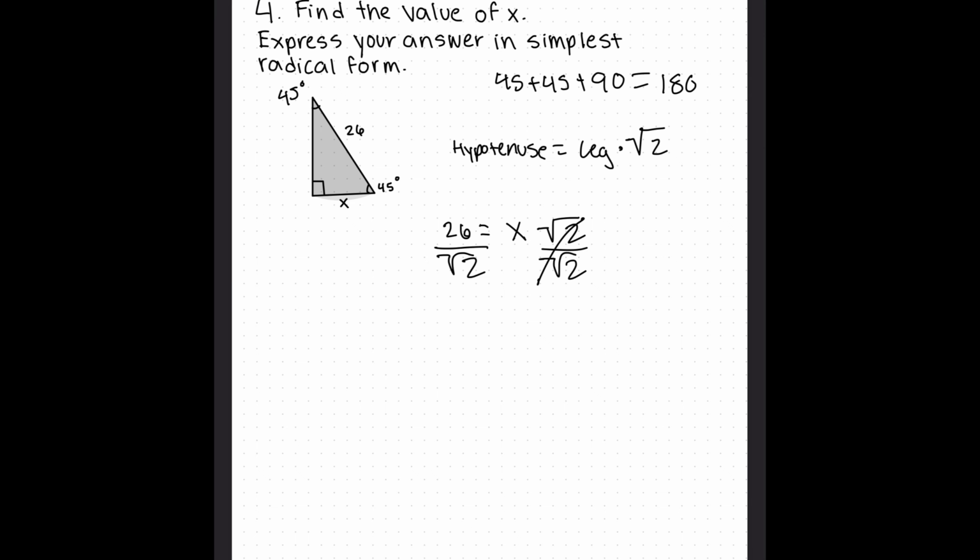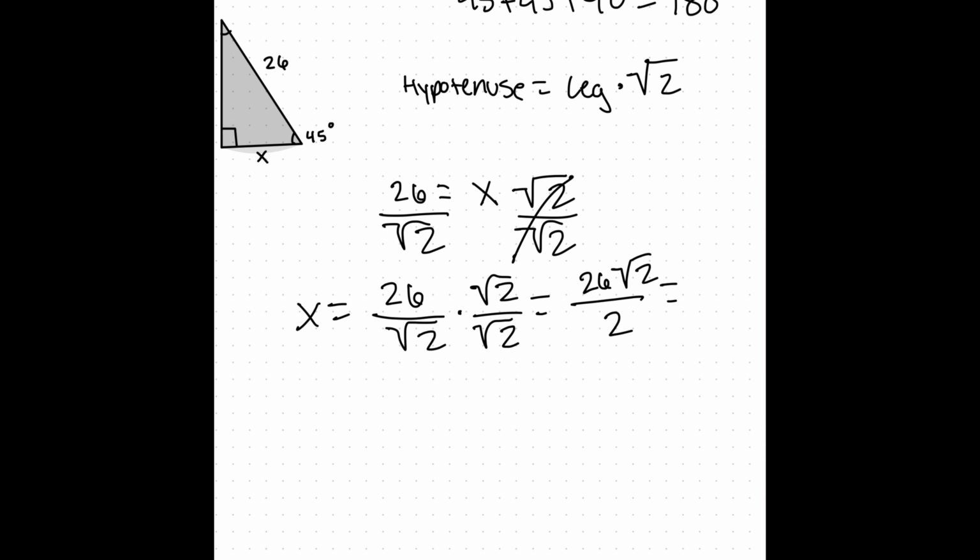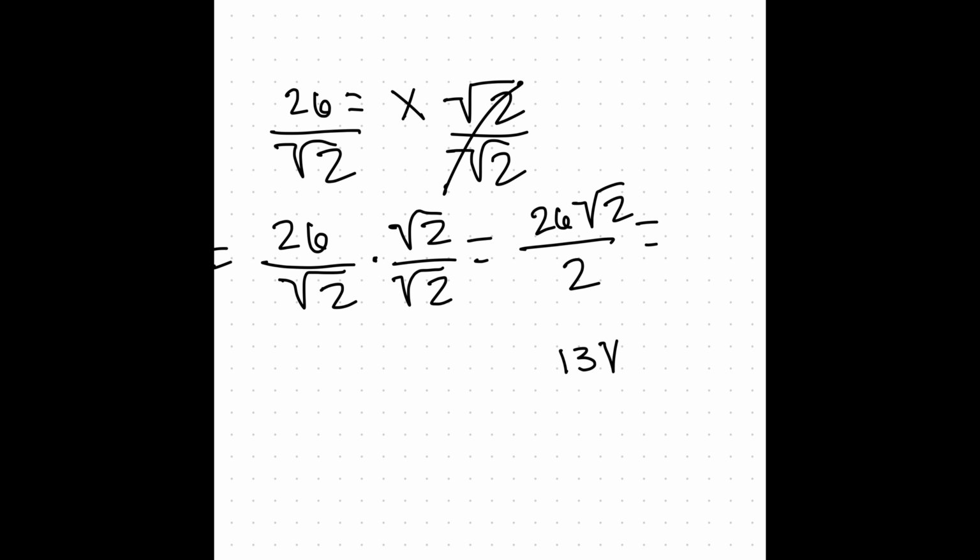What we want to do is rationalize our denominator. And so we do this by putting 26 divided by square root of 2, we put this times square root of 2 on the top and bottom. So square root 2 times square root 2 is equal to 2. And so we get 26 square root of 2 over 2. And what we want to do is look at the 26 and the 2. 26 divided by 2 is equal to 13 square root 2. And so that is our answer.